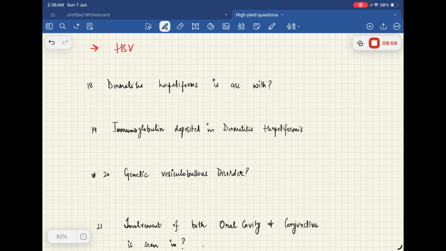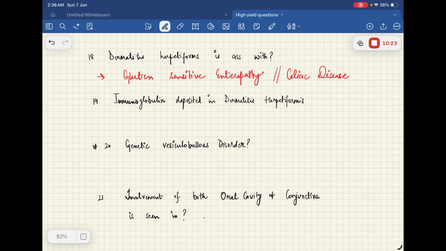Next question. Dermatitis herpetiformis is associated with gluten sensitive enteropathy, or celiac disease. Next question. The immunoglobulin deposited in dermatitis herpetiformis is IgA. Again, an important question: which Ig is deposited in dermatitis herpetiformis? It is IgA.